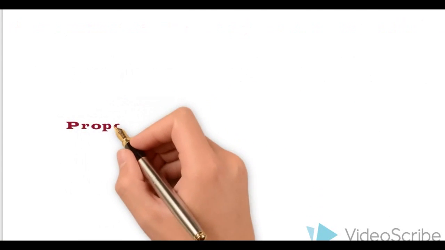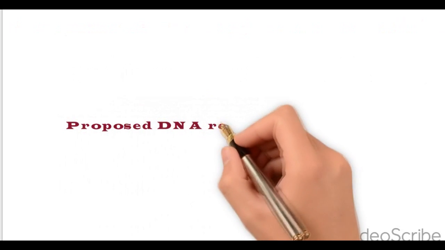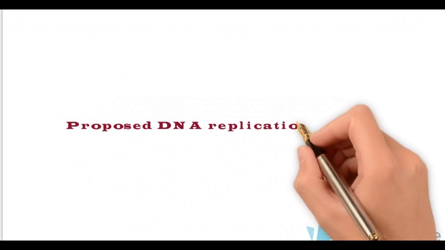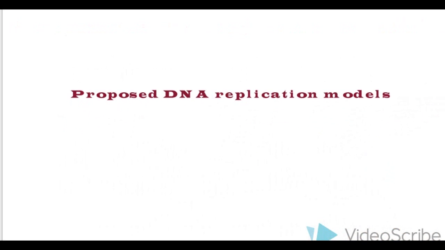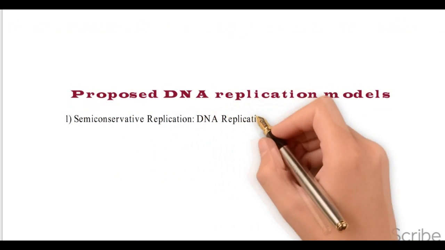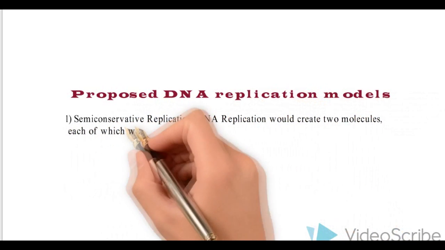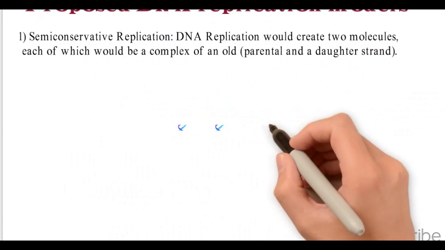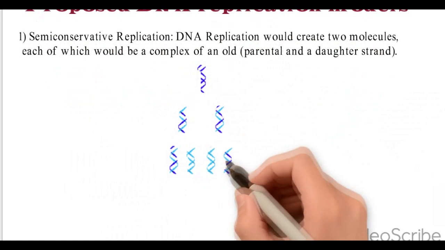Proposed DNA replication models. There were three hypotheses suggested to explain the process of DNA replication. One of them is known as semi-conservative replication. The other hypotheses are known as conservative replication and dispersive replication. So right now we discuss semi-conservative replication. DNA replication would create two molecules, each of which would be a complex of an old, parental strand and a daughter strand.